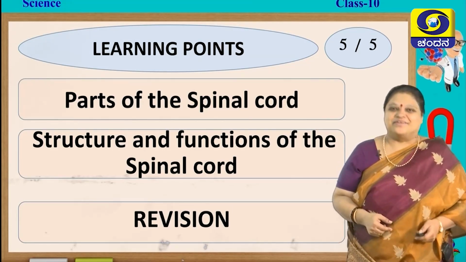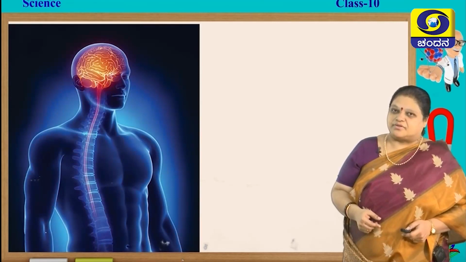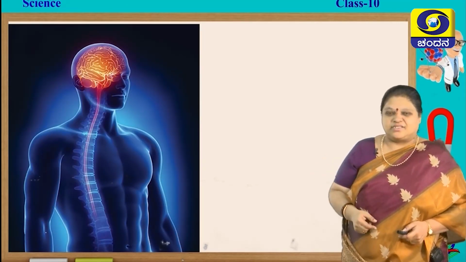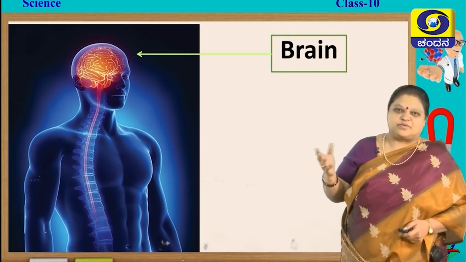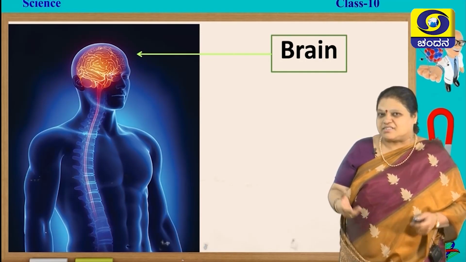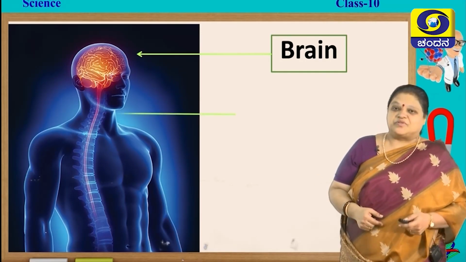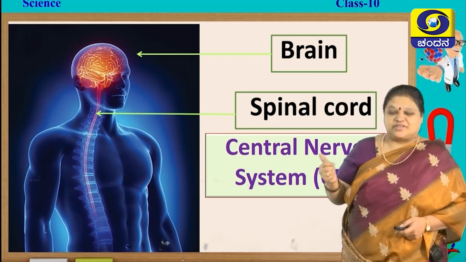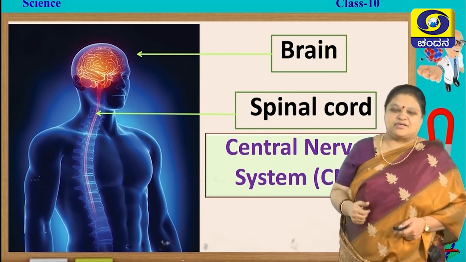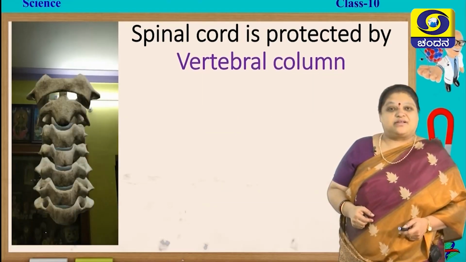Shall we start then? So, today we will study about the central nervous system. We already studied about the brain and its functions, different parts, etc. So, today we will be studying about the final part, that is the spinal cord. So, what is this spinal cord?